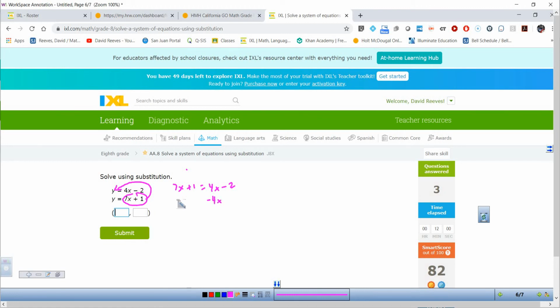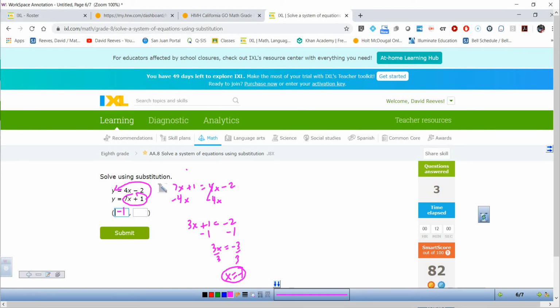I'm going to subtract the smaller from the larger, and I get 3x plus 1 is equal to negative 2. All right, here we go. Minus 1, minus 1. 3x equals negative 3. Divide by 3, what do I get? X equals negative 1. X equals negative 1.